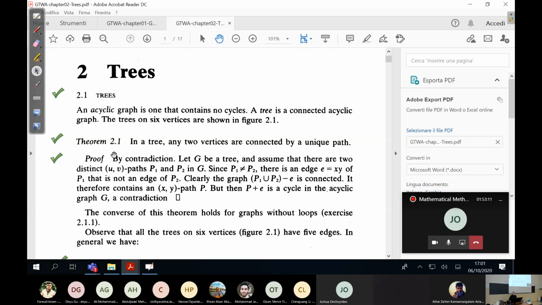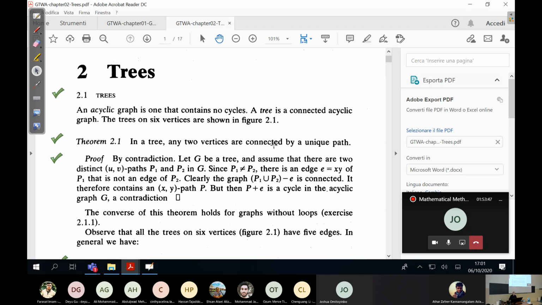Okay. Two theorems. The first is also important, but I like very much the second one. First theorem about trees: in a tree, any two vertices are connected by a unique path. That there is at least one path is given by the definition itself. A tree is connected by definition, okay? But the path existing between any two vertices, guaranteed by the connectedness, is unique in trees.